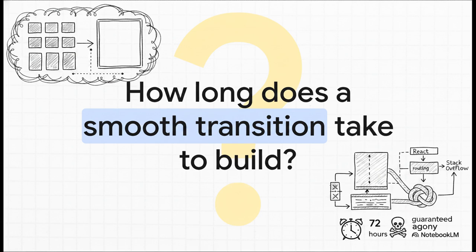Right. Historically, that meant building an entire single-page application, pulling in a heavy React transition library. Oh yeah, and managing incredibly complex routing state. Or, even worse, relying on some half-working Stack Overflow answer from 2019 that completely broke the browser's back button. That was easily a whole weekend project.